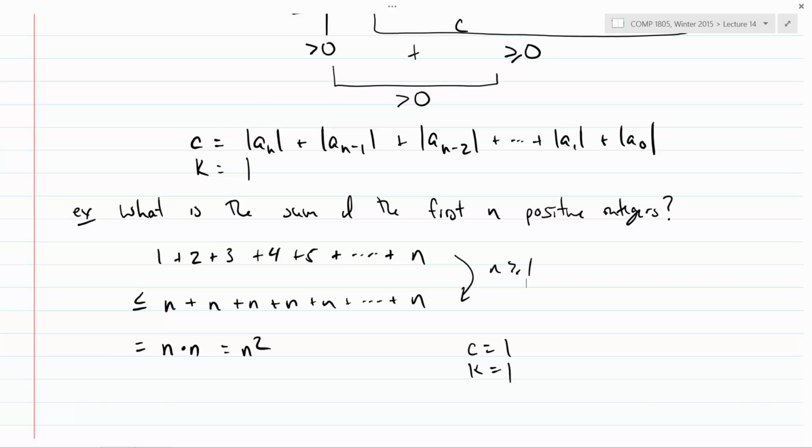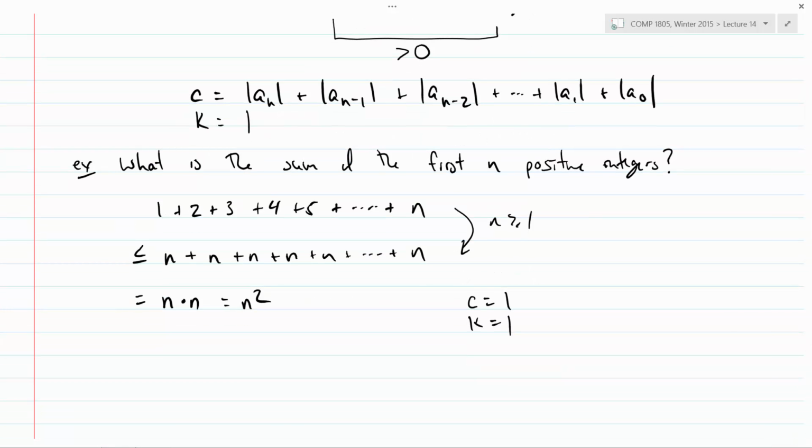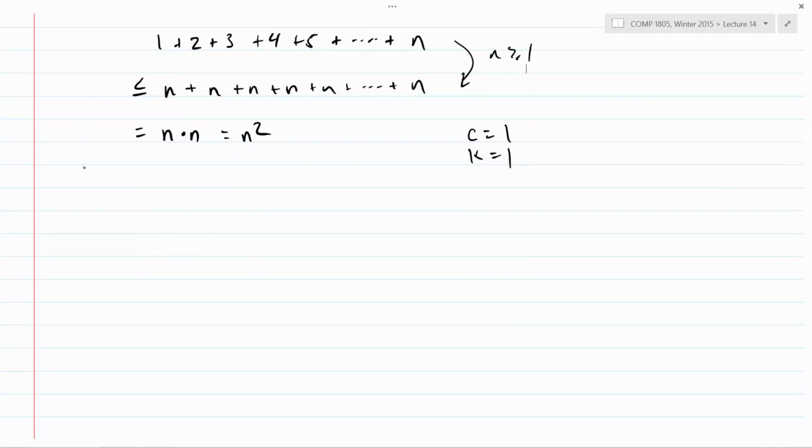All right. So this proves that the sum of the first n positive integers is big O of n squared, which agrees with what we did earlier when we were talking about summations, because we know that it's n times n plus 1 over 2. All right, let's see what else we can do with this. So far we've only seen polynomials. Let's see something that's not a polynomial.